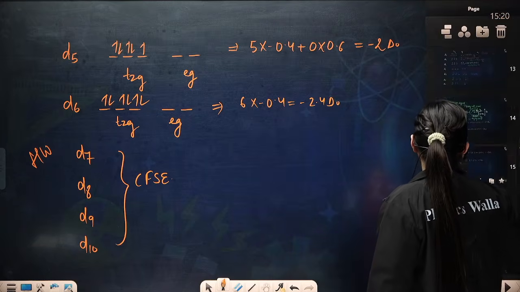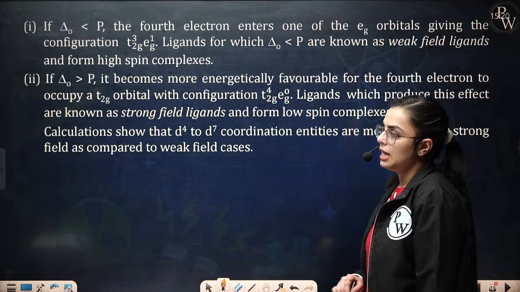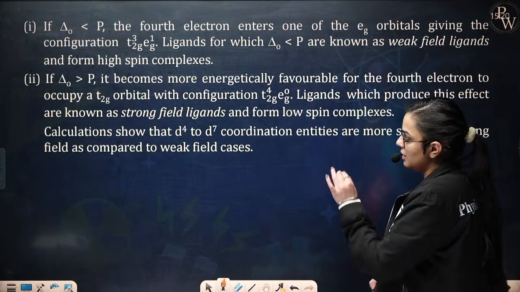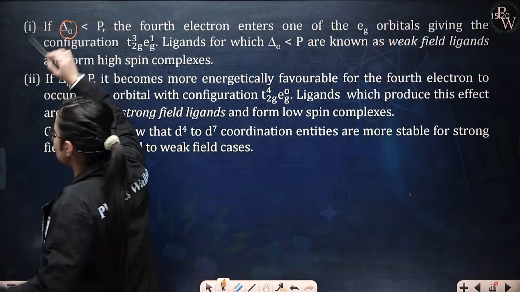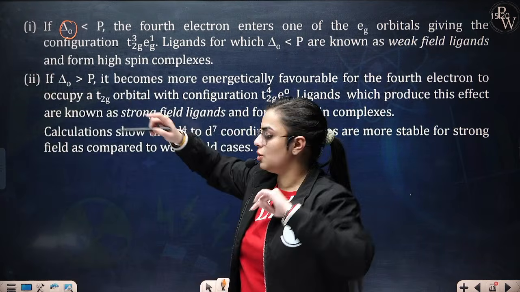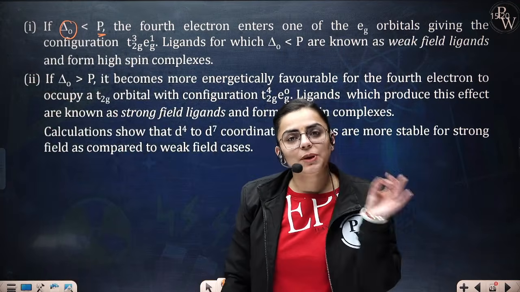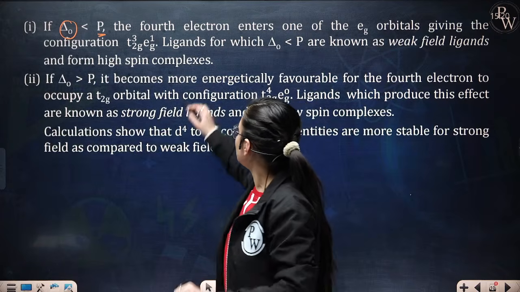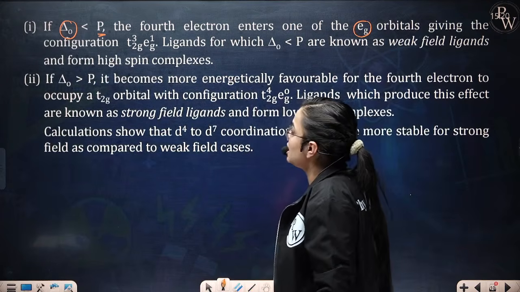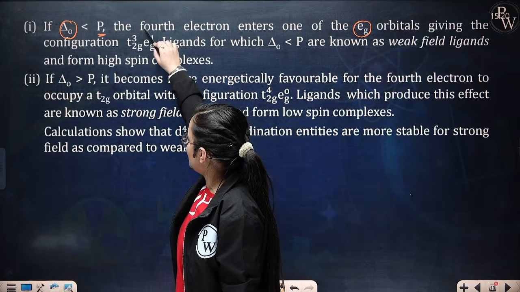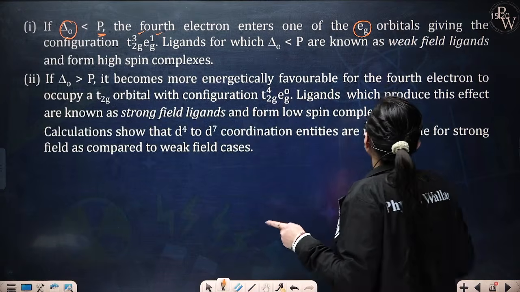Great students. Now let us read this from the NCERT lines that we were observing. This is important. See, if I talk about weak field ligand and strong field ligand, they have told you two major things over here. If delta naught, basically the difference between the energy levels, is less than P. What is P? P is the pairing energy. If it is less than the pairing energy, the 4th electron enters one of the EG orbitals, giving the configuration T2G with 3 electrons and 1 electron in the EG. Ligands for this are known as weak field ligands.